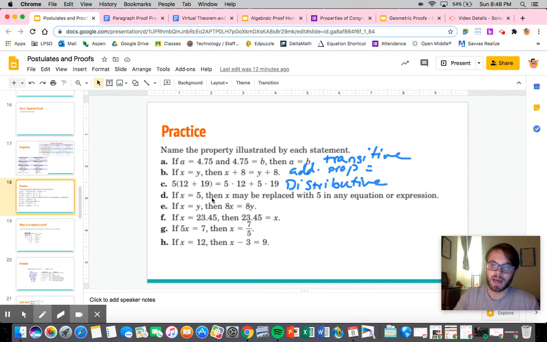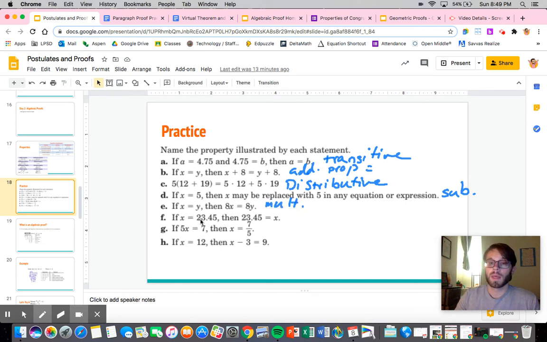If X is equal to 5, then X can be replaced with 5 in any equation or expression. That's substitution. Substitution, I'm usually just going to write sub. A lot of times, substitution sometimes gets incorrectly used in terms of how we're writing it. You just need to be careful with it. Really, it's just when you have X equals something, and then you're replacing X with that number. All right. So if X equals Y, 8X equals 8Y. That's just multiplication.